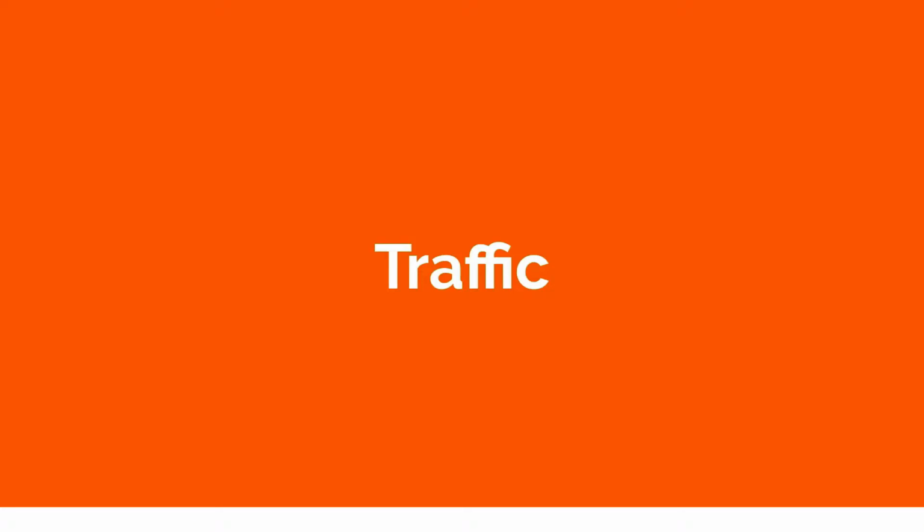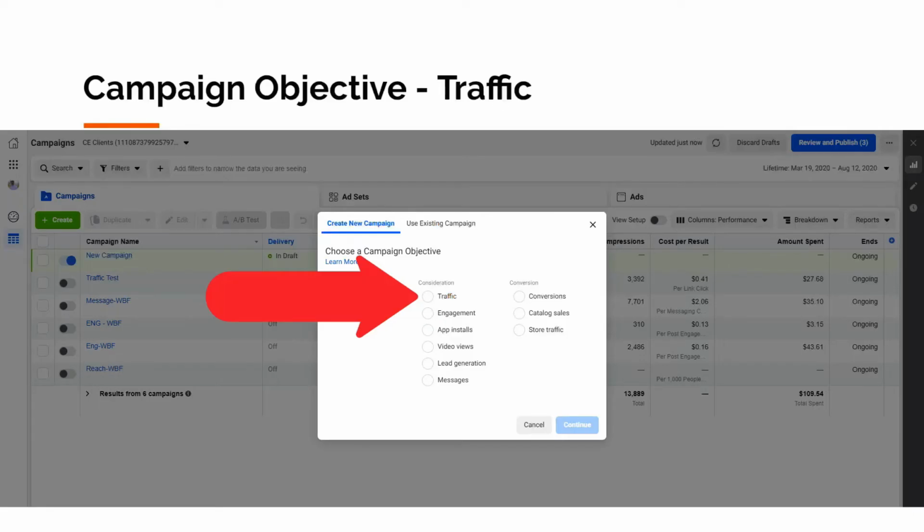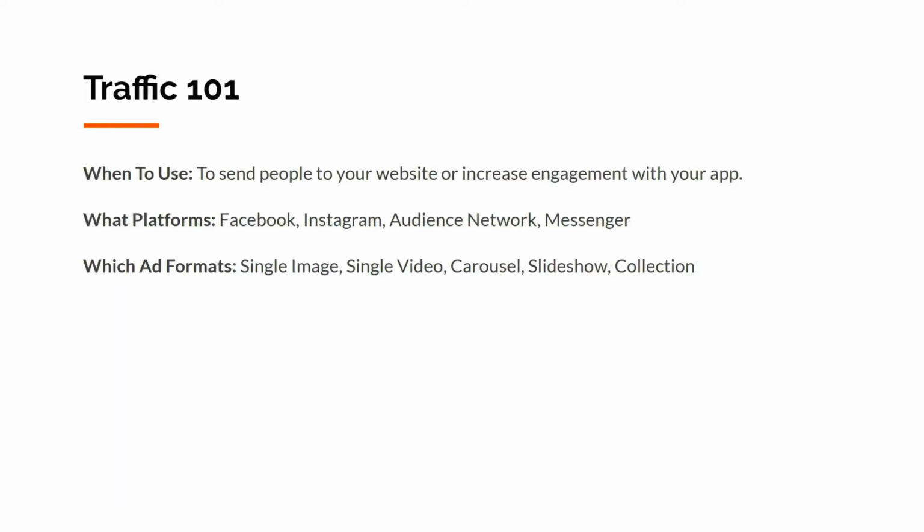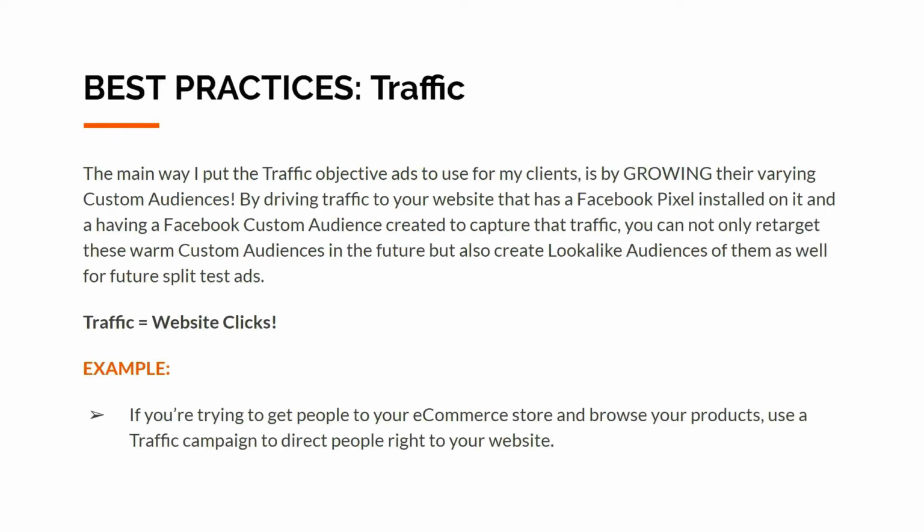Next, the traffic objective. So on the campaign objective page, select traffic. Traffic ads are used to send people to your website or increase engagement with your app. Traffic ads can be used on Facebook, Instagram, the Audience Network, or Messenger, in the formats single image, single video, carousel, slideshow, or collection.